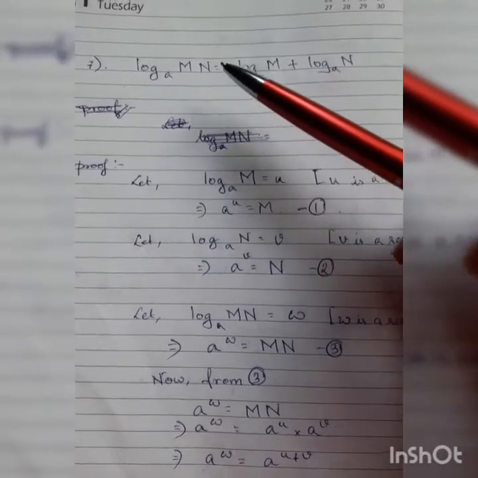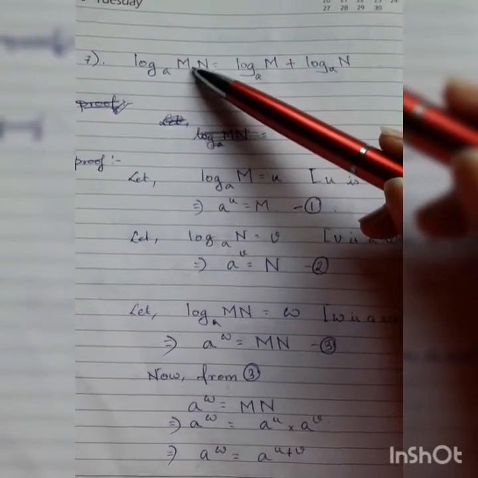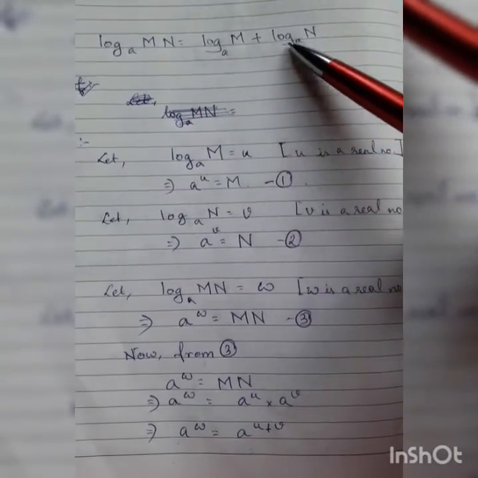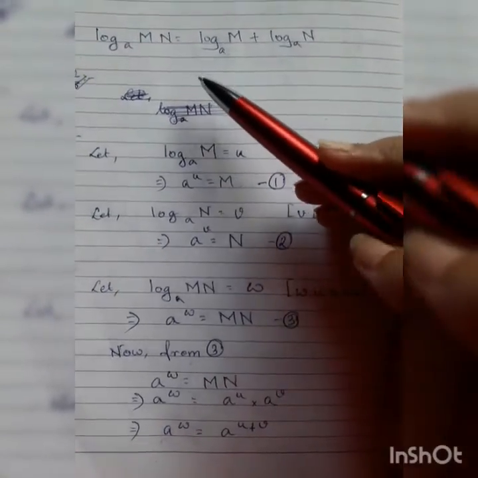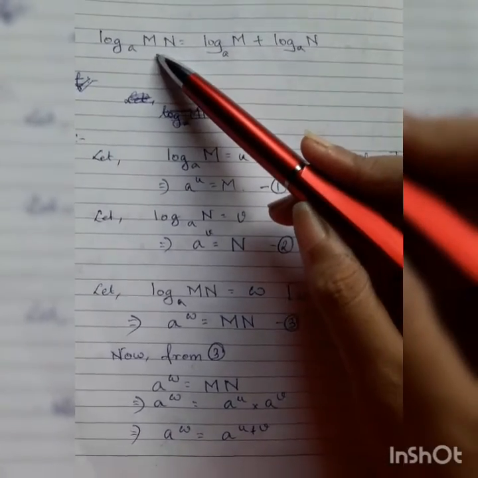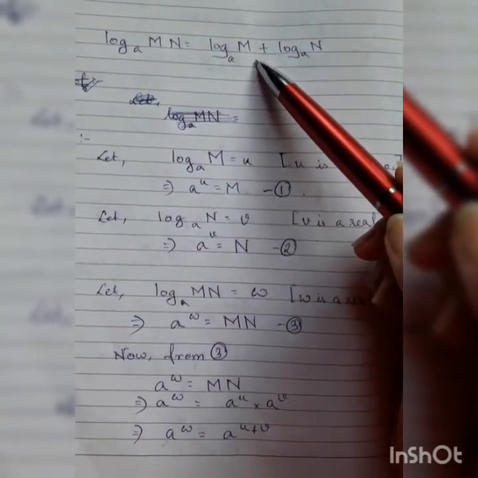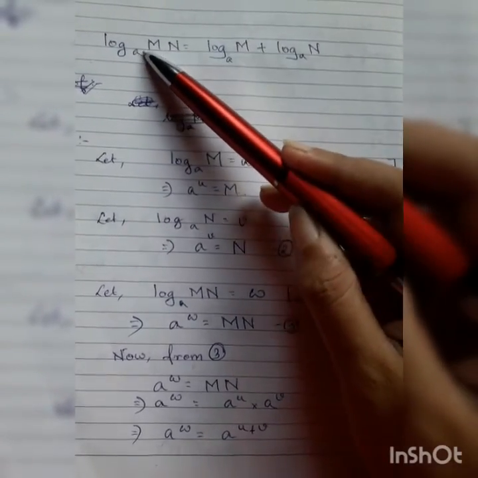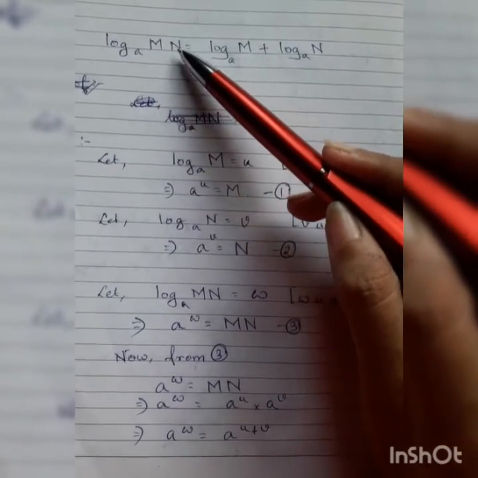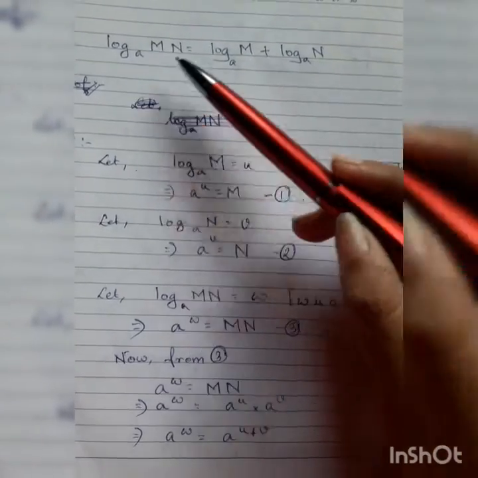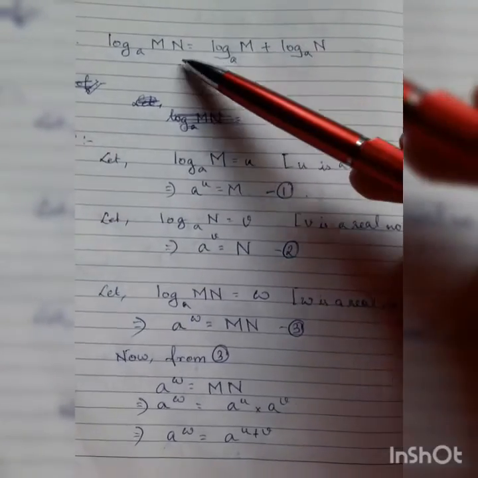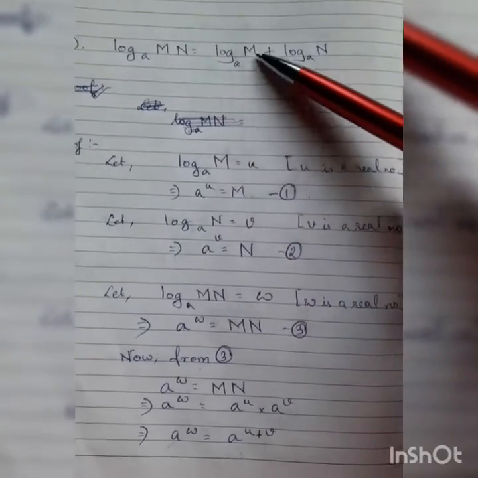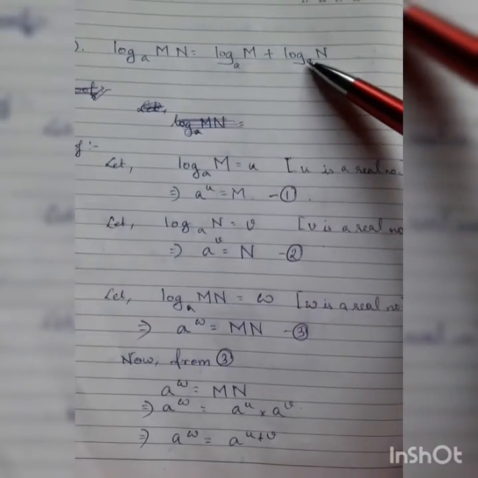Formula number 7, we have log m into n to the base a is equal to log m to the base a plus log n to the base a. This is that formula where the product is being changed into addition. Here m and n are in product form, that is m multiplied by n on the left hand side, and on the right hand side you have the addition of the individual terms, log m to the base a plus log n to the base a.